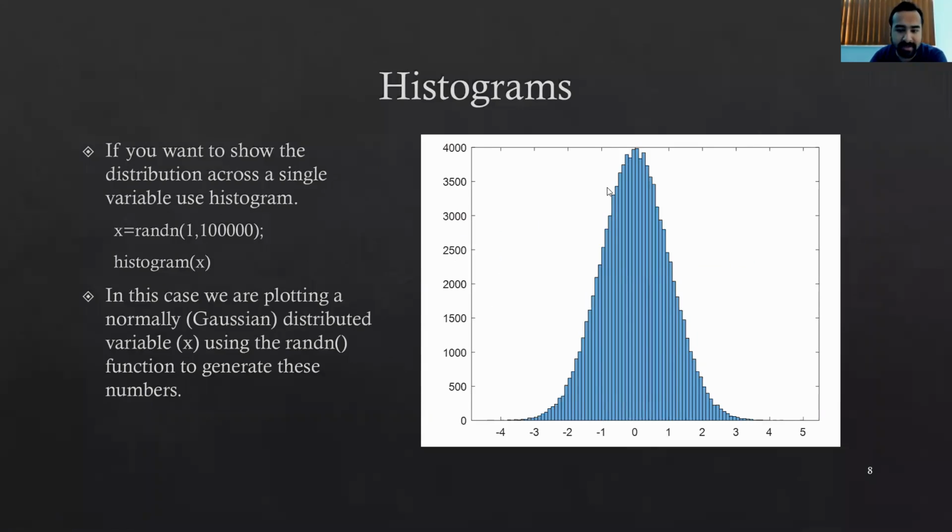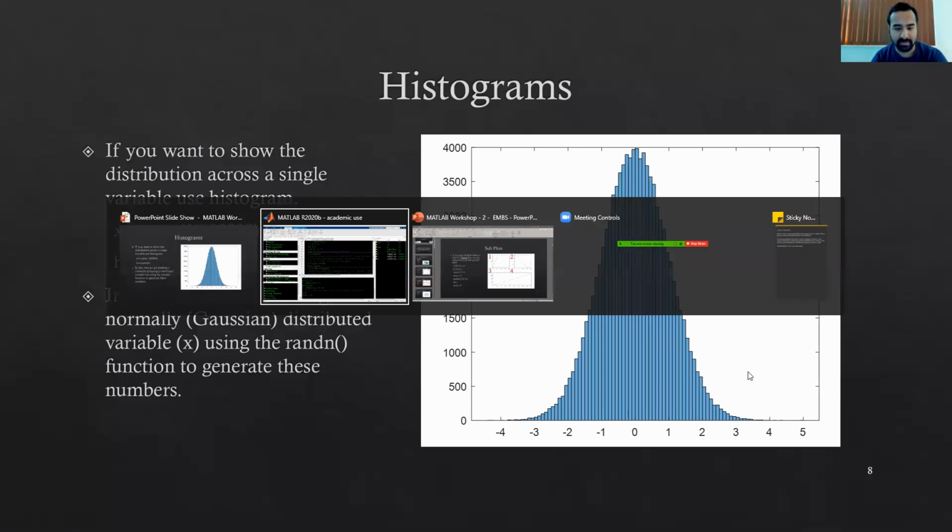Next thing would be histograms. Histograms are good if you want to show the distribution of a single variable. So in this case, I'm doing the randn function. So this is going to give me as many randomly normally distributed numbers as given by the second input. And because I'm doing the normal distributed, this can be Gaussian. And you're going to see this nice Gaussian shape show up.